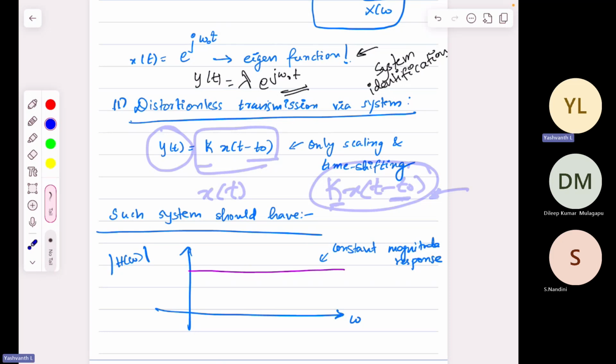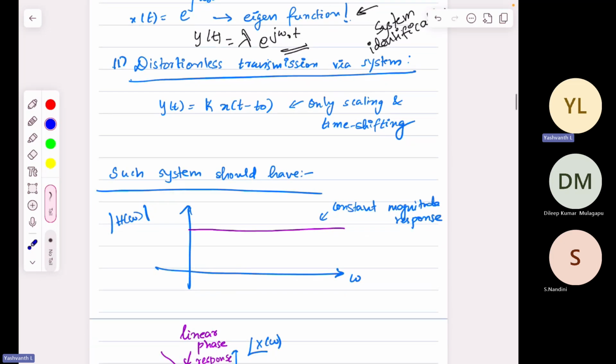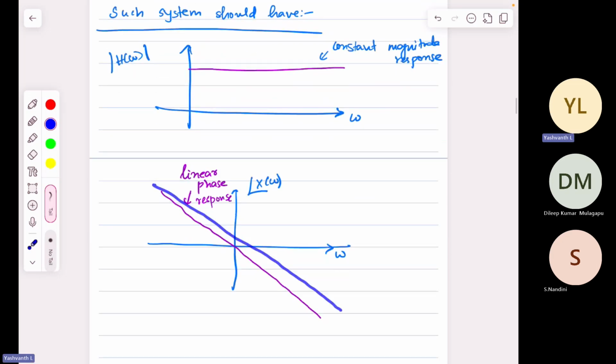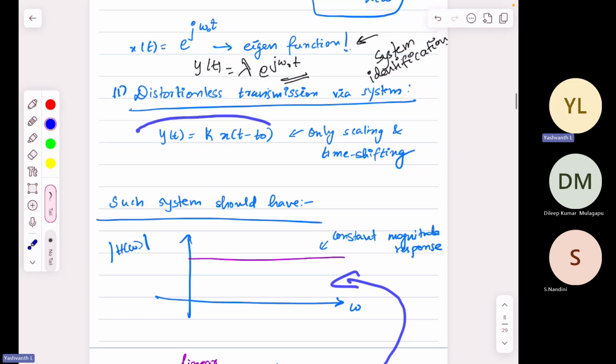For such a system, it should have two properties. If you look at the magnitude spectrum, it should be constant as a function of omega, and the phase spectrum should be a linear function. If these two conditions are satisfied by a system, then that system will produce an output of the form k times x of t minus t naught, a distortionless response. It will only do time shifting and some constant multiplication. It will not do any other operation.